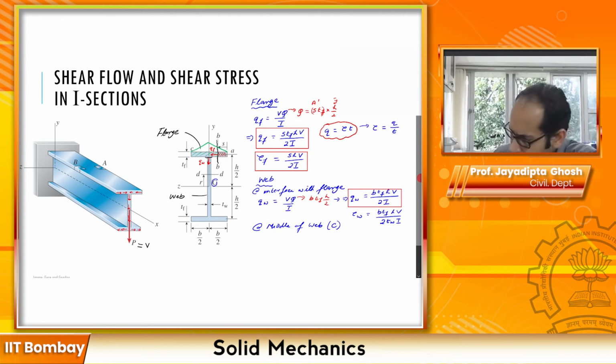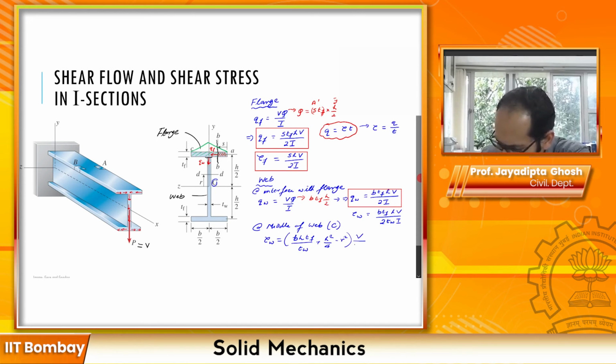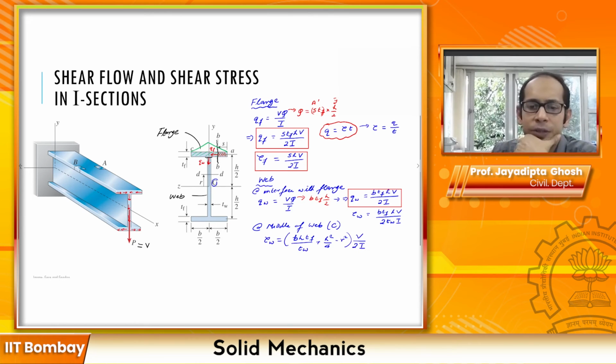If you calculate it over there, your tau at web comes out as, this is a slightly elaborate formula so I'm not going to go into the details of that, B H TF divided by TW, and you will see it boils down to the earlier formula we derived. I'll show you in a minute. Plus H square by 4 minus R square times V divided by 2I. So this is the generic formula, and you see that it's dependent on this R over here.